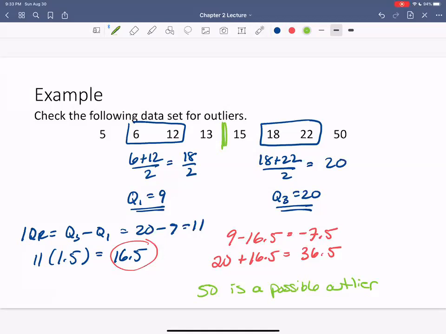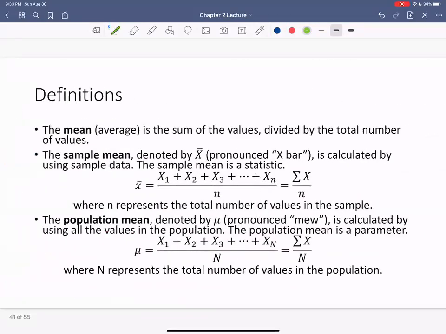All right, we're going to shift gears. Definition here: we're going to find the mean. We already talked about this, it's the average. We take the sum of the values and divide by how many values you have. We have something called the sample mean, which is called X bar, and it's calculated using the sample data. It's a fancy way of saying we add all the data together and then divide by how many we have. This symbol means summation.